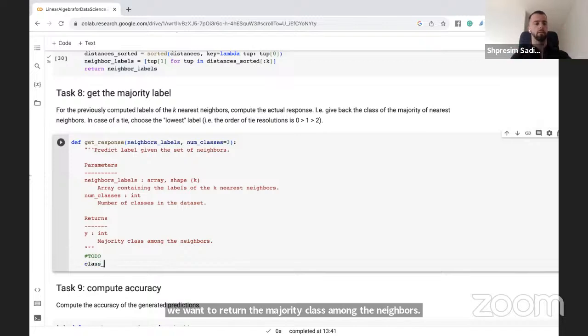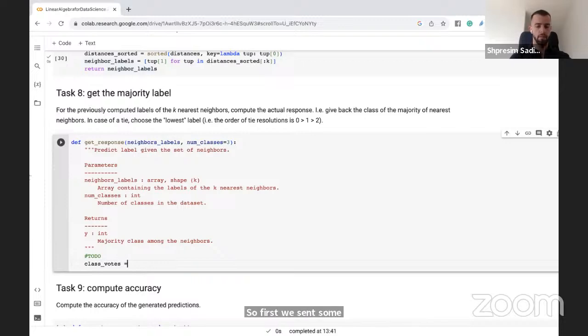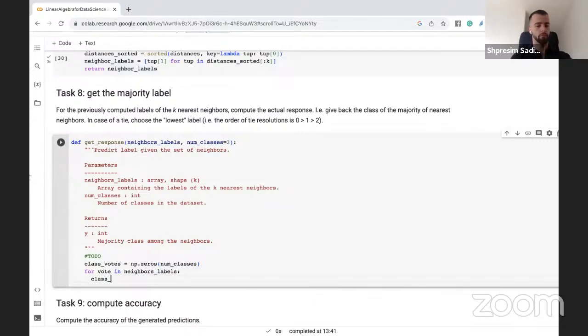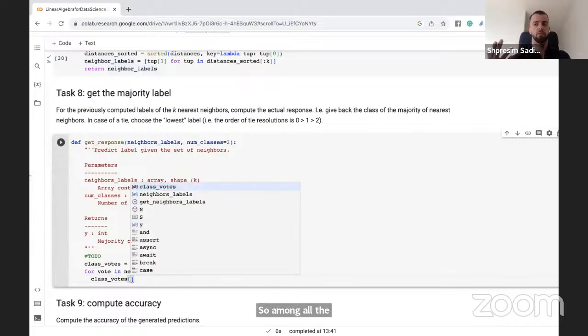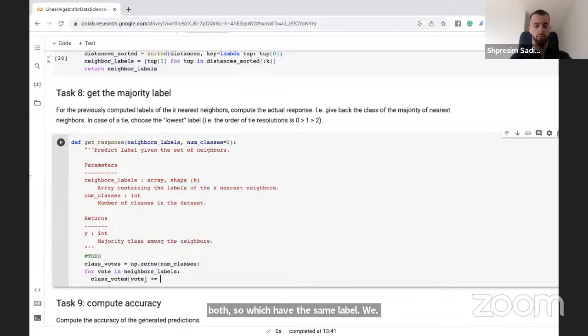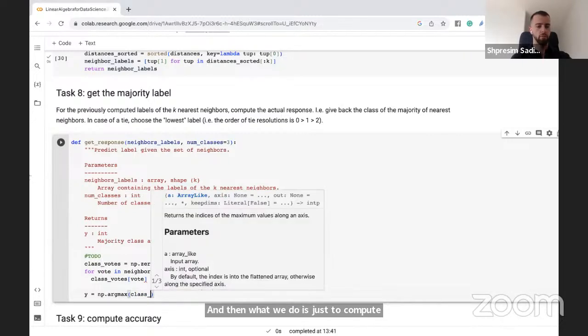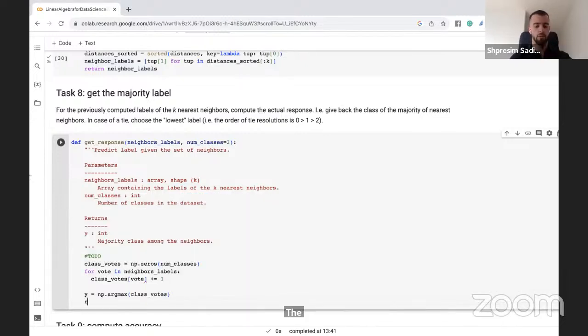So first we set some space for that. So among all the neighboring labels which have the same vote, so which have the same label, we increase this vote by 1. And then what we do is we compute the vote which happens the most. So we want to know the label which occurs the most.